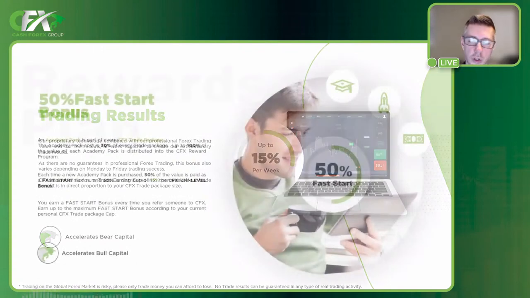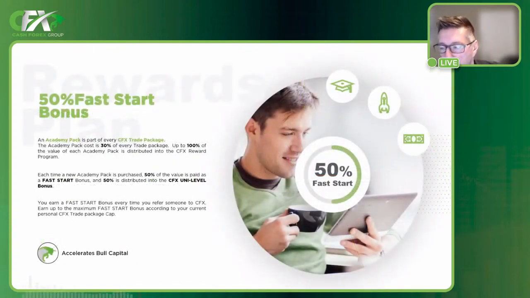All right, so on to the two bonuses that are accrued or earned when you choose the option of sharing CFX with someone else. Now, that first bonus we refer to as a fast start bonus. And if you recall, 30% of the value of every trade package is allocated for this bonus and the next one we're going to talk about, which is why it says 50% in front of fast start.